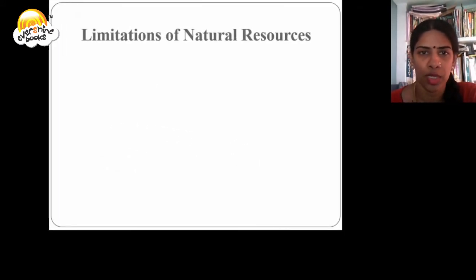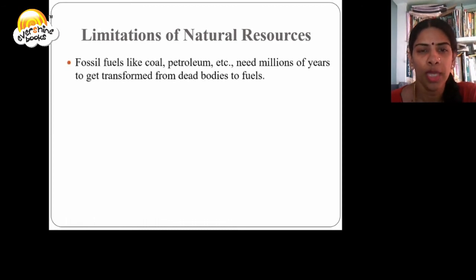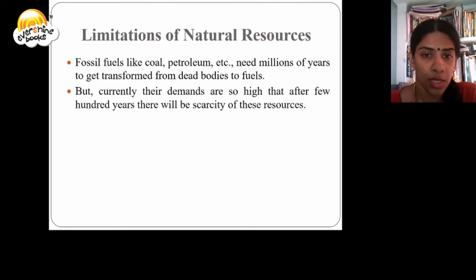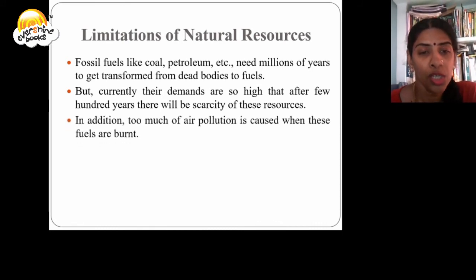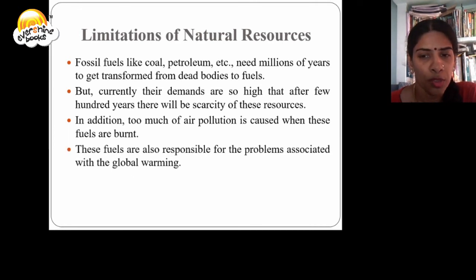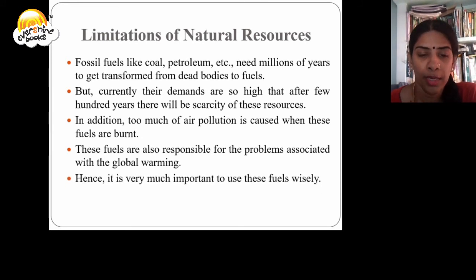Limitations of natural resources. Fossil fuels like coal, petroleum, etc. need millions of years to get transformed from dead bodies to fuels. But currently, there is more demand. After a few hundred years, there will be no resources. There will be a scarcity of resources. In addition, there is too much air pollution caused when these fuels are burned. These fuels are responsible for problems associated with global warming. Hence, it is very important for us to use these fuels wisely.